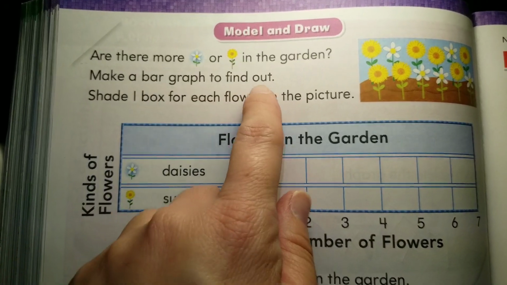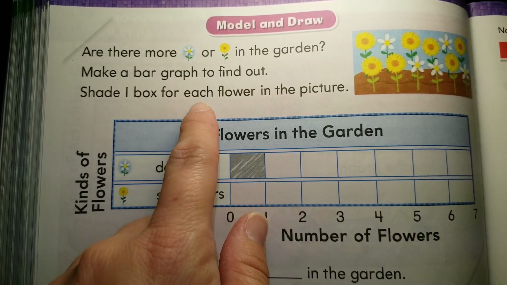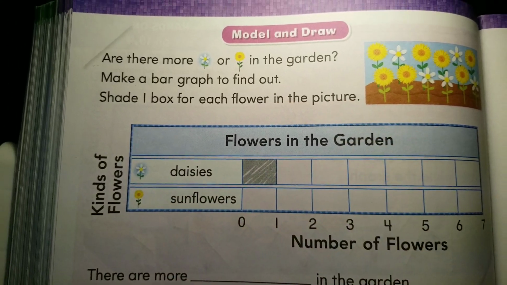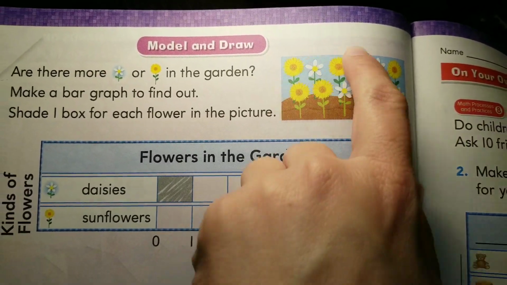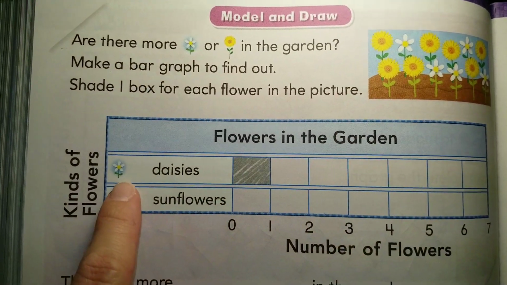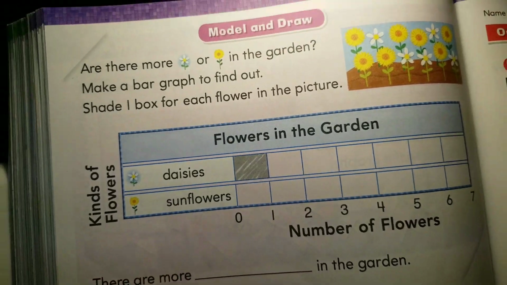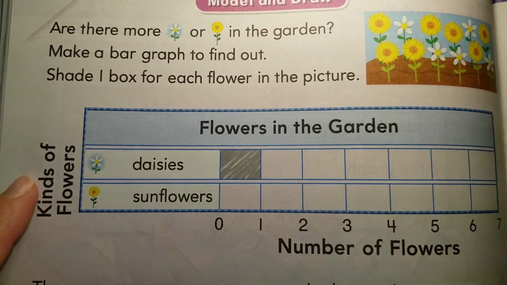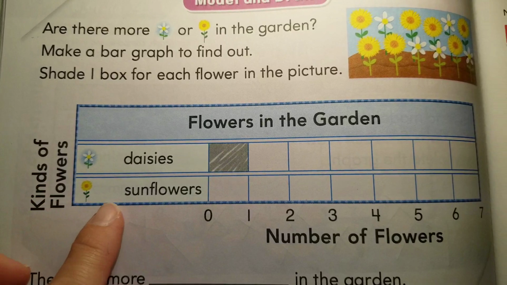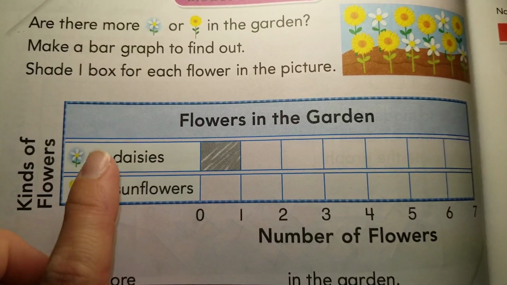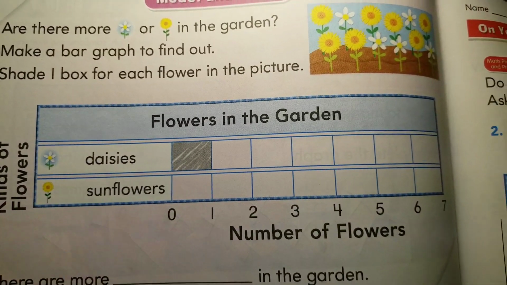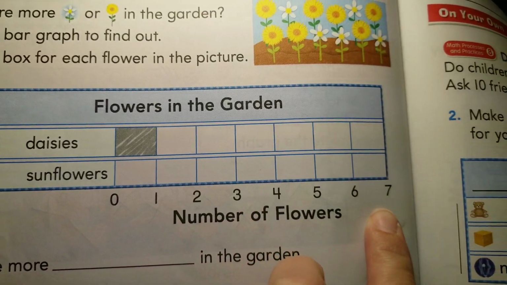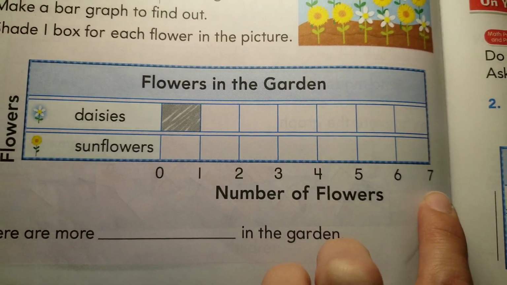Make a bar graph to find out. Shade a box for each flower in the picture. So this is a picture that we're going to use, and we're going to count daisies and sunflowers. These are the kinds of flowers. The two kinds of flowers that we are comparing are daisies and sunflowers. And over here we have a number of flowers. We're going to have seven.